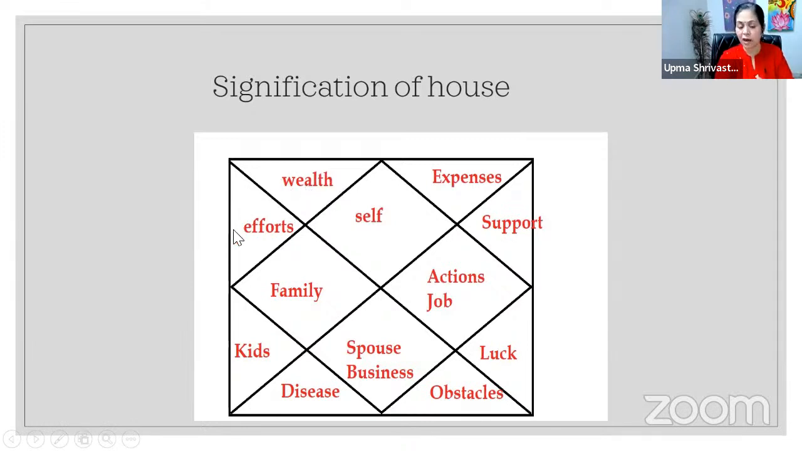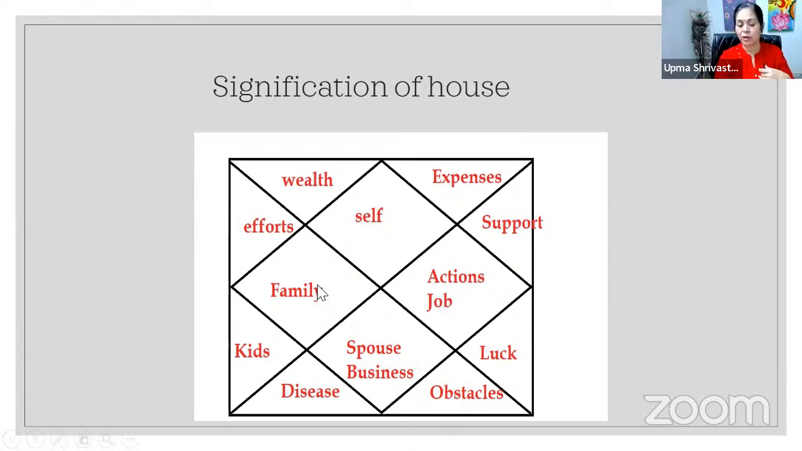Then the third house indicates your efforts, how much effort you will put in to complete your work. This house also indicates your siblings and online work. So if the third house is good, you are able to do online work. If it is in affliction, you will not be able to work properly in online business.